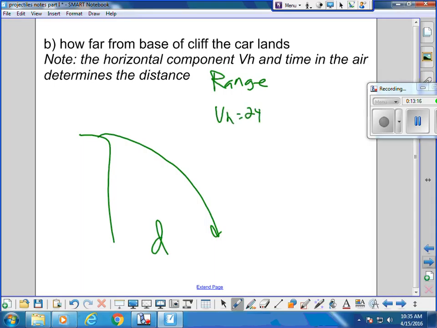Does the time have a vertical component and a horizontal component? No. Time is time. Time has no direction. Right? So the horizontal time is that 3.03. So right back to that question that we did with the bullet, right? What's the horizontal distance? D equals V times T. 24 times 3.03. So you can figure out how far away you're going to land, right? So if you're a guy making a YouTube video and you want to land in the kiddie pool, you can figure that out. As long as you don't take into account air resistance.